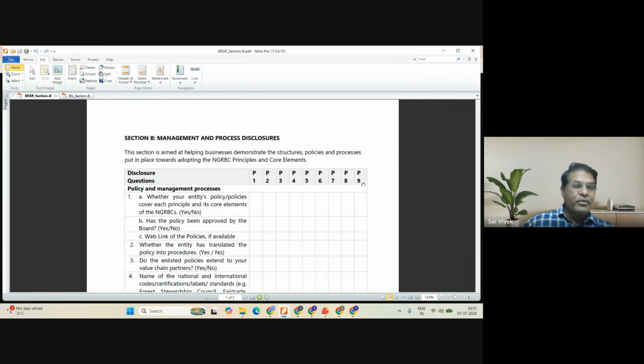We should first have an understanding of what these 9 principles are before we get into this section B. We have already discussed this in brief, but let me go a bit into it again, or we'll revise it. The 9 principles, P1 to P9, are: first one is ethical governance, second is sustainable products, employee well-being, stakeholder engagement, human rights, environmental protection, policy advocacy, inclusive development, and customer value.